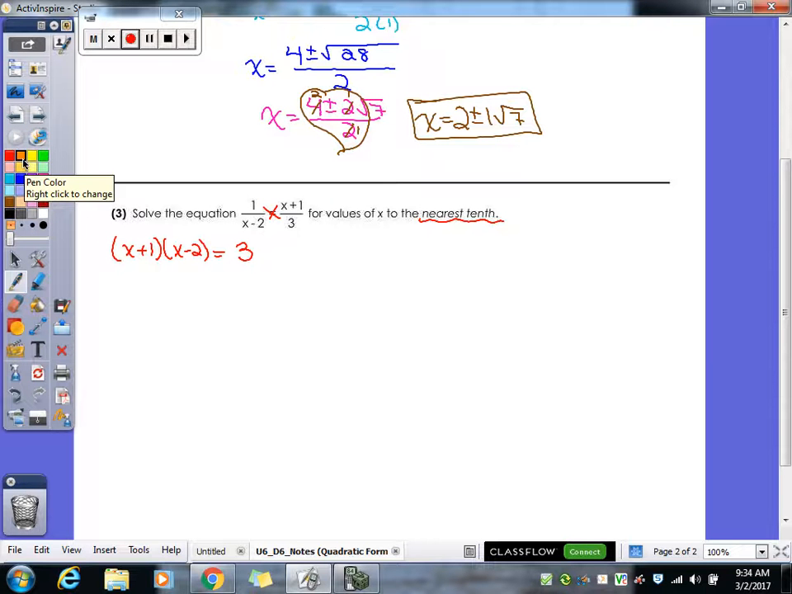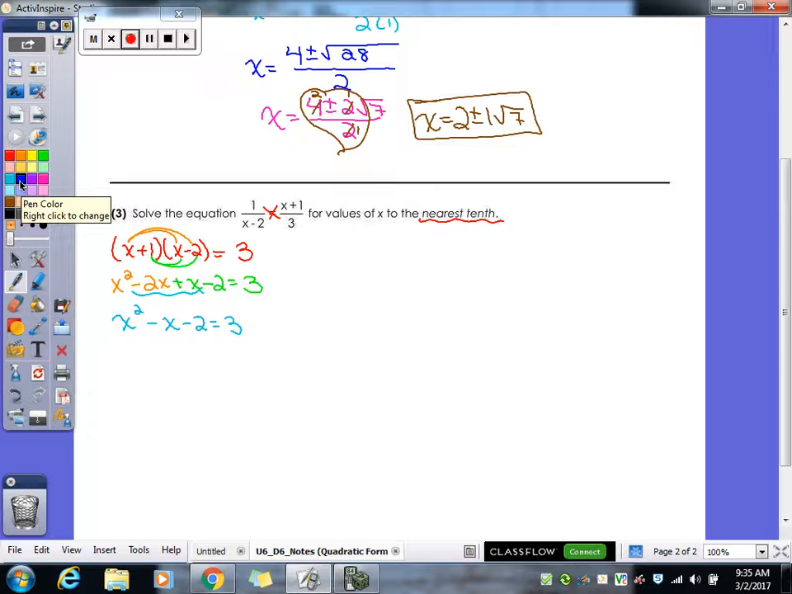So now we need to distribute. X times x is x squared, x times negative 2, negative 2x, 1 times x, 1 times negative 2, and then it still equals our 3. So combine our like terms here. So that gives me x squared minus x minus 2 equals a 3. Subtract the 3 over now so that we are in standard form.